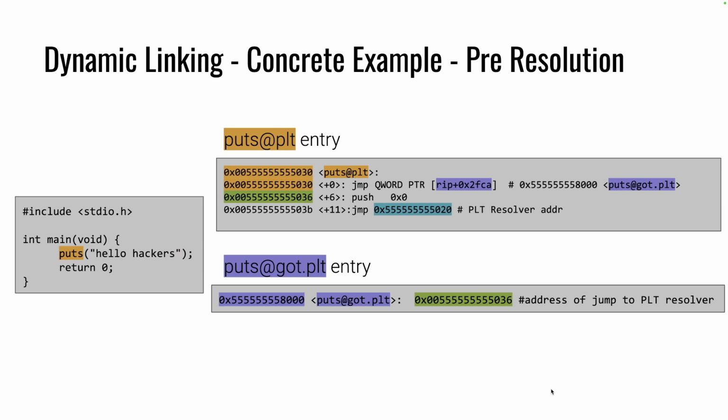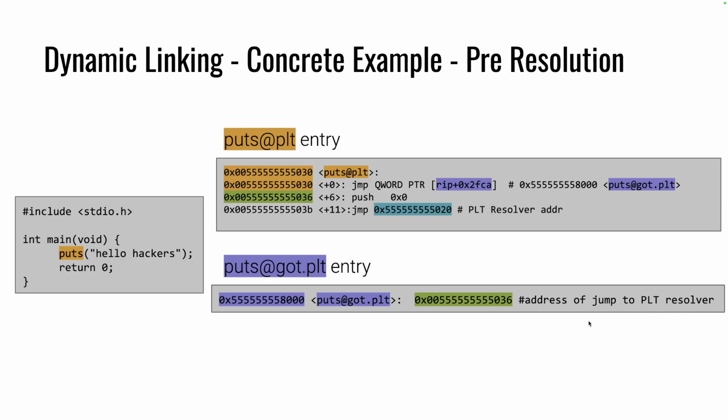So to recap here, before we've resolved anything, this is kind of the state of all of the parts that are involved. There is a puts call inside of the executable. There is a puts at PLT entry, and there is a puts at GOT. The puts at PLT is just a short number of assembly instructions that are going to jump to whatever is defined in the GOT. The GOT entry pre-resolution is going to hold the address of where to jump in the PLT resolver.